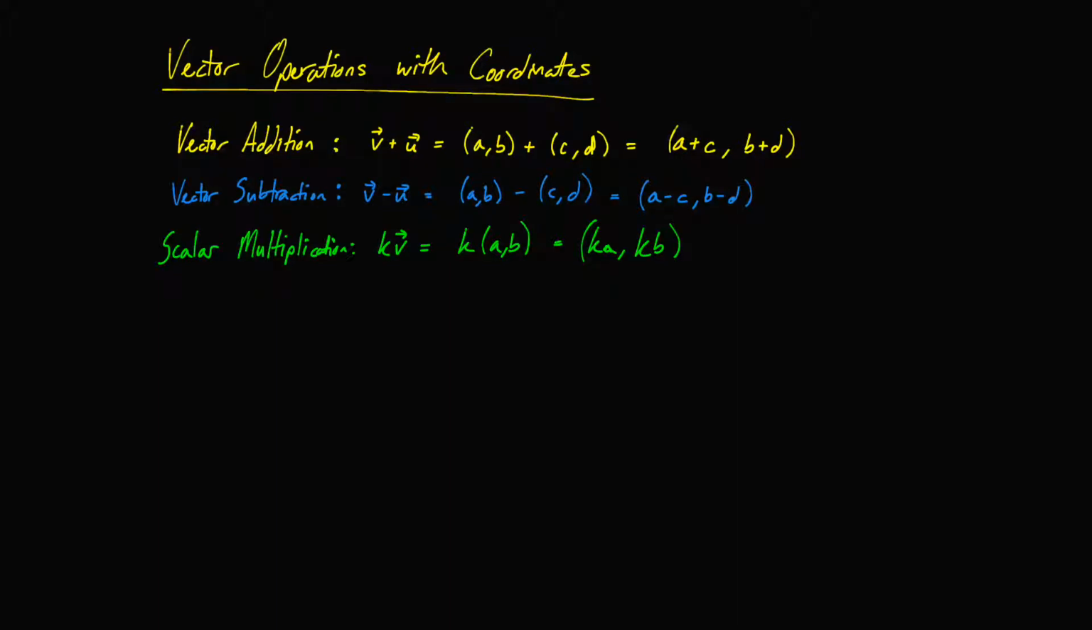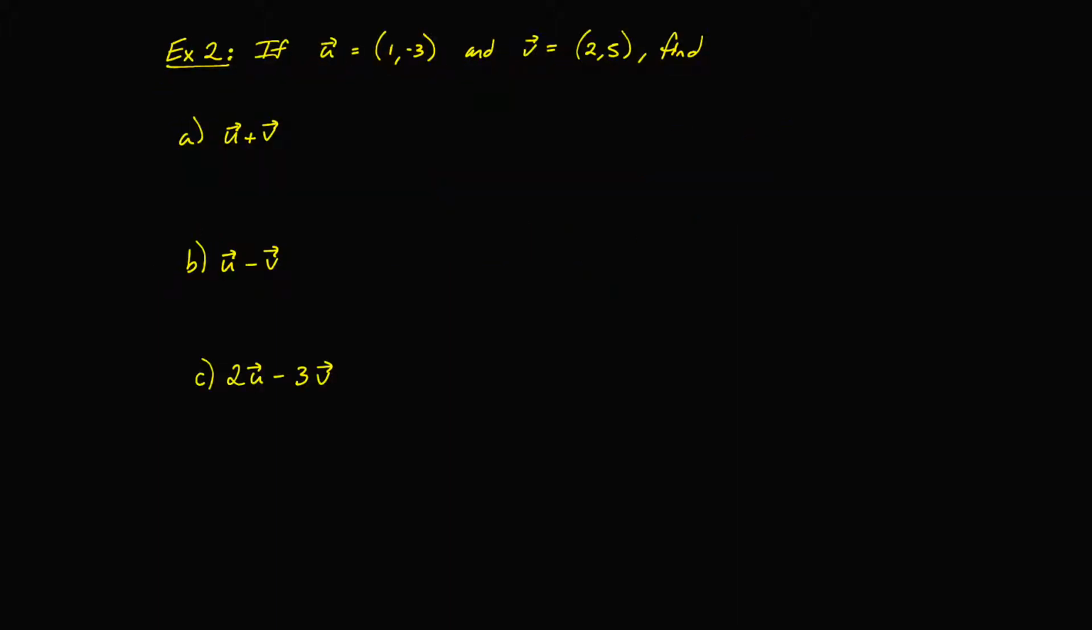So let's test these ideas out. For this example, we're given 2 different vectors, u and v here. This one here is the component form of 1, negative 3, and this one is the component form of 2, 5. So we're going to do all 3 of these operations: u plus v, u minus v, and this one's going to have the scalar multiplication plus the vector subtraction. So give these a go, and we'll walk through them together in just a moment.